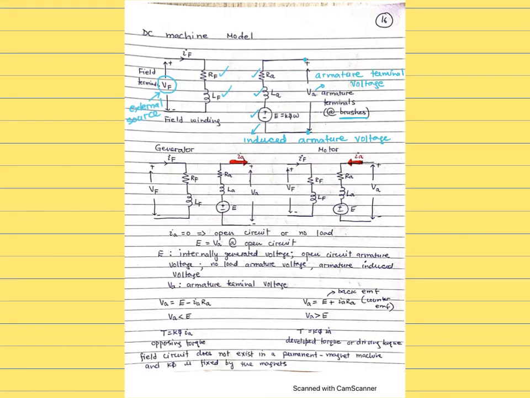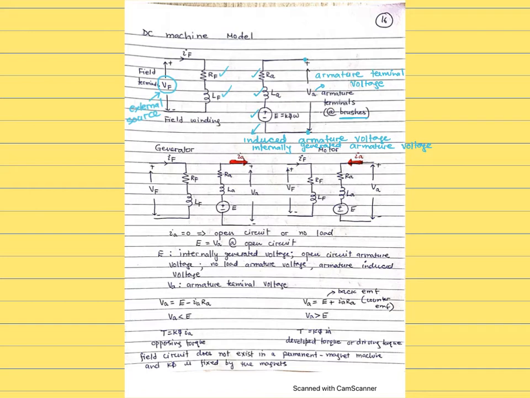Okay, now the induced armature voltage, also called internally generated armature voltage. One more thing: internally generated voltage, armature induced voltage. Okay, what else is it termed as? Now, how is this E different than VA? This E is different than VA by the drop across the resistance.